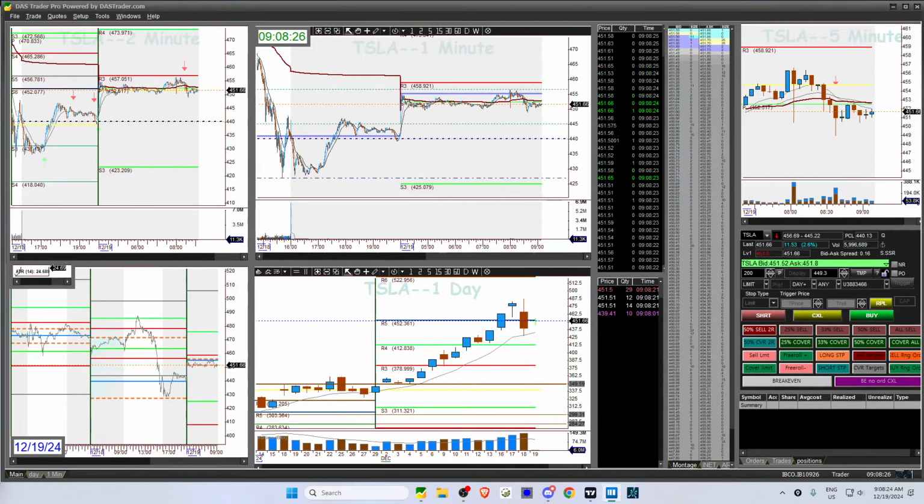It has to drop back below R3. If the ATR comes too high on this thing, if the ATR comes above S3, this play loses. I'll have to watch it when it opens.